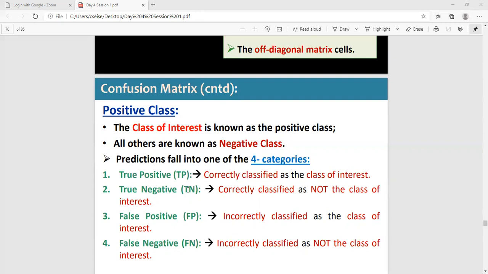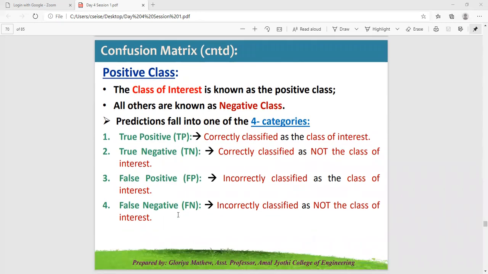If the actual value is negative and your predicted value is negative, then it is correctly classified as not the class of interest. False positive means it is incorrectly classified. False negative is also incorrectly classified.